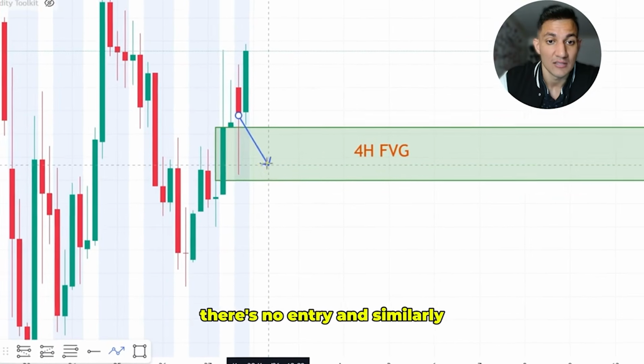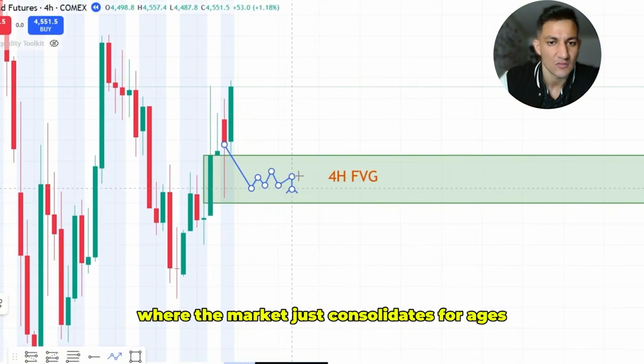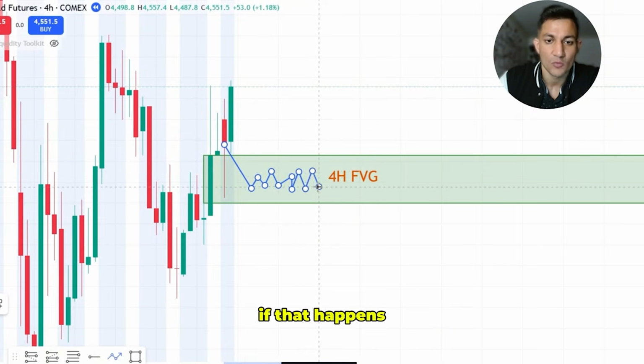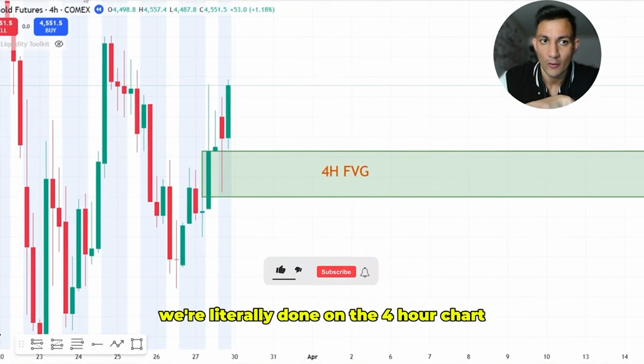there's no entry. And similarly, if price hits this fair value gap, and be honest, you've seen this before where the market just consolidates for ages. If that happens, we're not trading that either. So we're done now. We're literally done on the 4-hour chart.